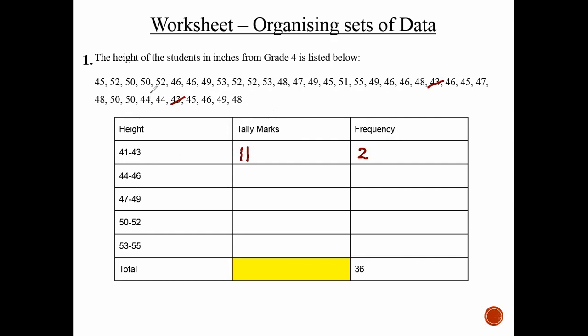The next one, 44 to 46. Let's check which ones fall into this group. I can see 45, that's the first one, strike off, followed by 46, second one, strike off, 46, third one, strike off. There's another 46, the fourth one, and the fifth one. Remember, when it comes to tally, instead of drawing a fifth line, you strike across the four lines you have drawn earlier, and this shows a group of five. That will be easier for you to count the frequency later on. That is why you have this kind of tally.